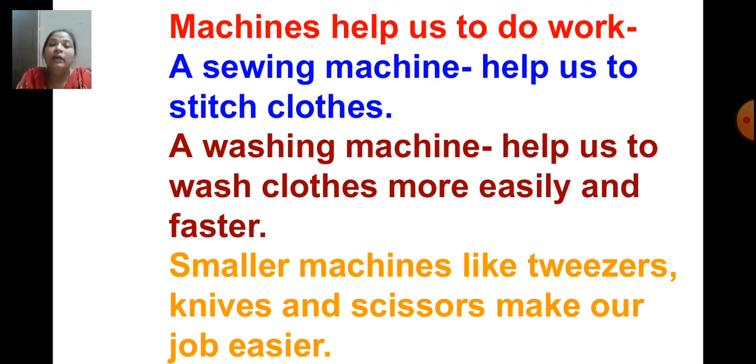Different machines help us in doing different kind of work. For example, a sewing machine helps us to stitch clothes. A washing machine helps us to wash clothes more easily and faster. Smaller machines like tweezers, knives and scissors make our job easier, right? We have so many machines, and what is the use of machines? They make our work easier and faster, right?